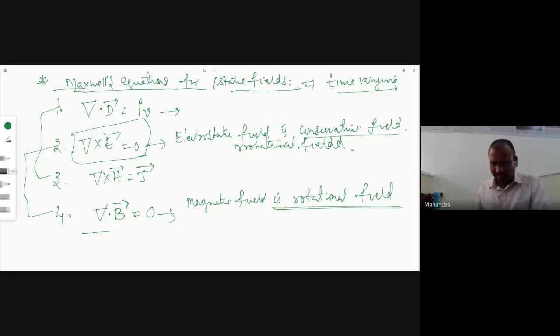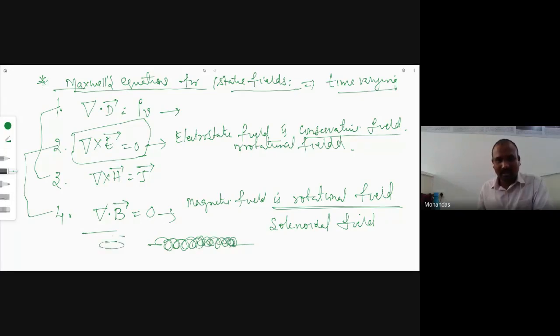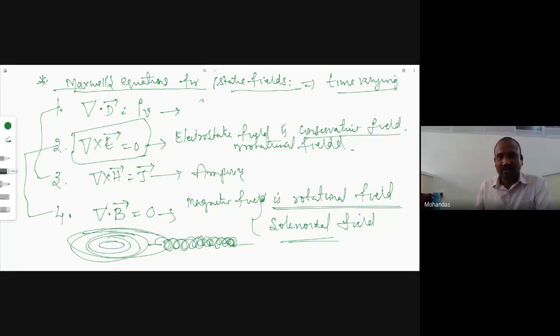Another name is solenoidal field. Solenoidal means solenoid. What do you mean by solenoid? This is a solenoid inductor. It is a continuous closed loop. Indirectly, magnetic flux lines are continuous closed loops and they never cross each other. That is the meaning of the solenoidal field. These are the two names given to the magnetic fields. And this comes from Ampere's circuital law, and this comes from Gauss's law.